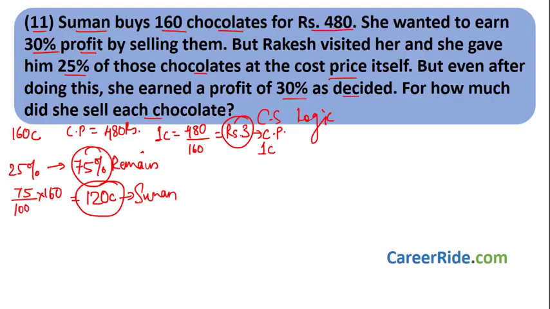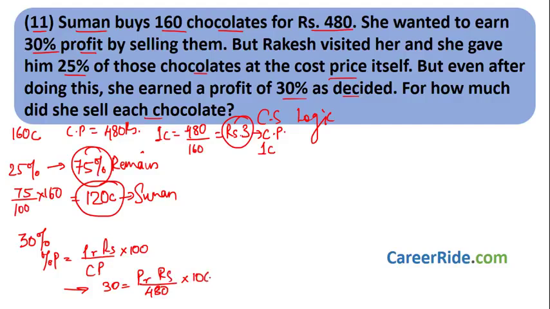Now she wanted 30% profit by selling 160 chocolates. We know percentage profit is nothing but profit in rupees upon the cost price multiplied by 100. So 30 is the percentage profit. Profit in rupees, do we know? No. What is the cost price? 480 multiplied by 100. This gets cancelled. So profit in rupees is nothing but 48 into 3, which is 144. 1440 divided by 10. So that would be rupees 144. So by selling 160 chocolates at some price, she wanted to earn rupees 144 as profit.